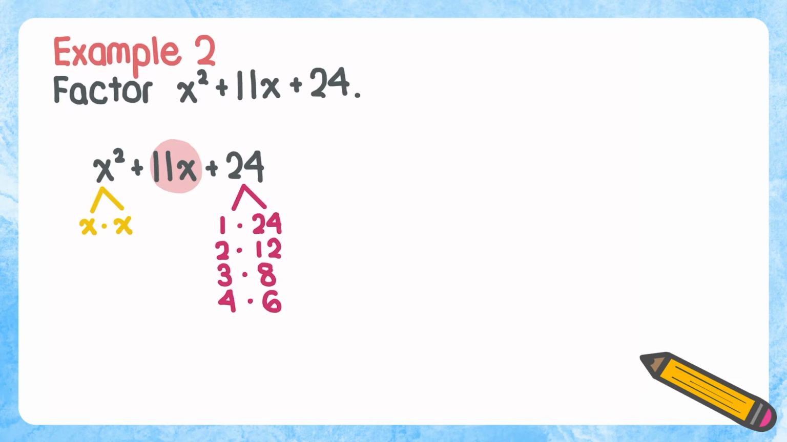So let me first write out the parts that we for sure know. So I'm going to set it up with the 2 sets of parentheses, and then the x and the x. So it's going to be x plus something times x plus something. So again, I'm going to cross out this 1 and 24 pair, as well as the 2 and 12 pair, because I just feel like these 2 sets are too big when my end goal is to get that middle term 11x. So instead, I'm going to try out the 3 and 8 pair.